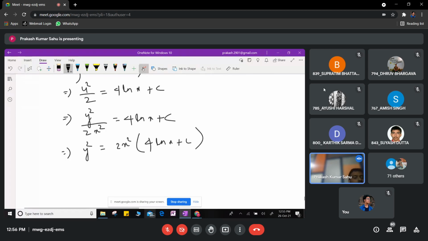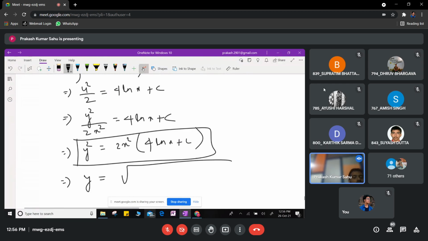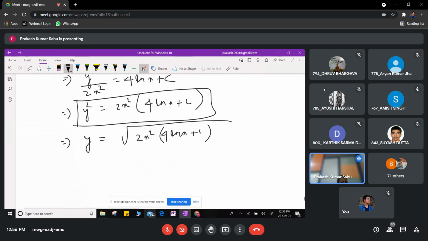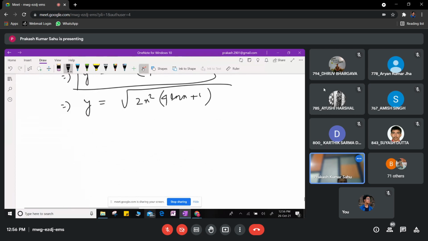Okay, and this is your solution. Again, if you simplify, then y is equal to the root of 2x squared plus 4 ln x, you can write. But this is your solution. Understood how to solve it? Yes, sir. So this is the process to solve a homogeneous differential equation.